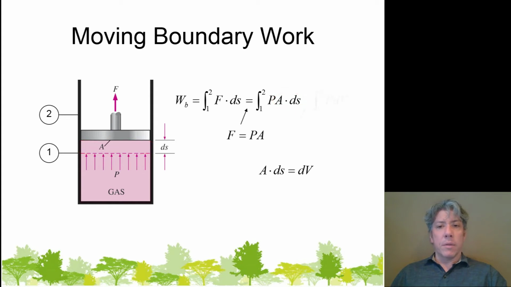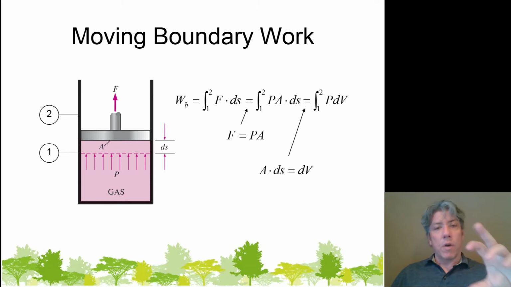And then our integral would look like this. So the boundary work would be the integral of the pressure as the volume of the system changes. So the pressure integrated over the volume between the two states. And that's how much work would ideally be put into the piston and then out of the system.